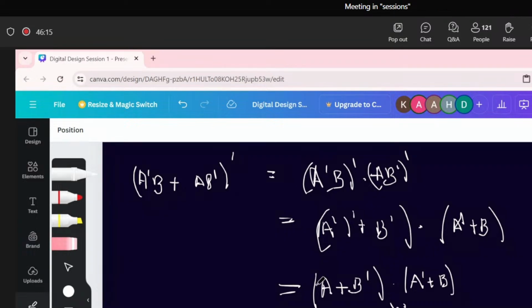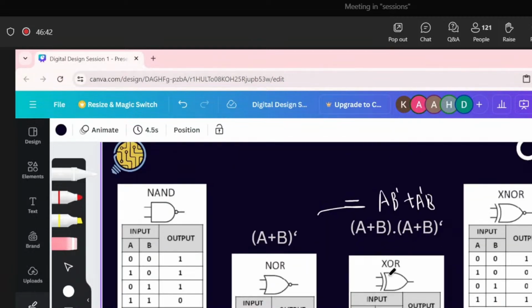So why is this? Because A·A' is going to be 0. Remember that A·A' is always 0. Why? Because if A takes 1, A' will be 0. If A takes 0, then A' will be 1. So anyhow, when I multiply them, I'll get 0. Okay. So this is for XNOR. And XOR will be AB' + A'B. Okay. And I'll send you the algebraic proof of that.